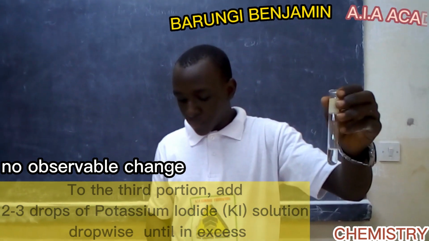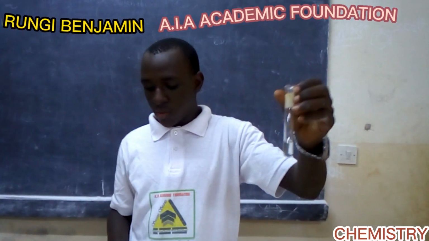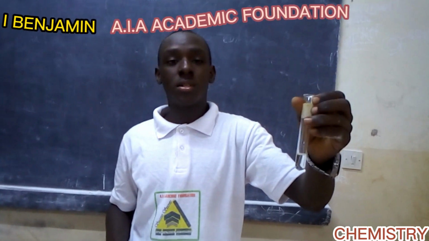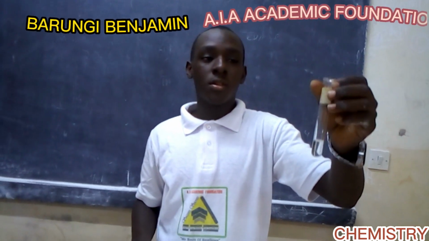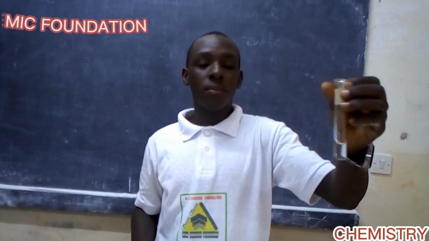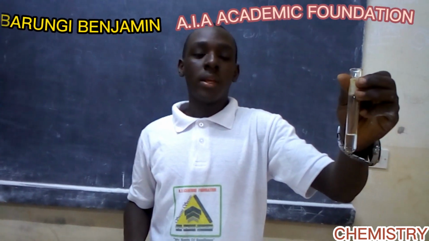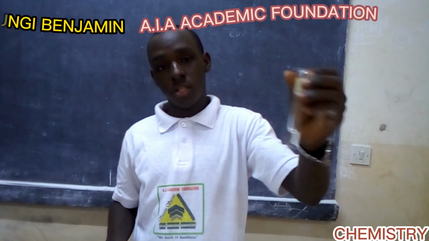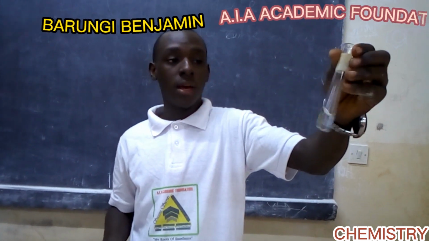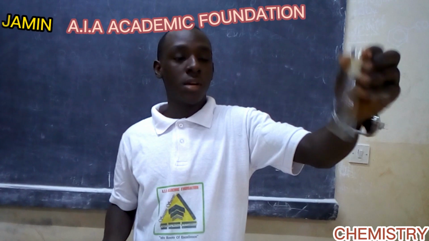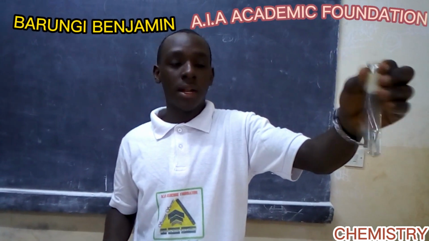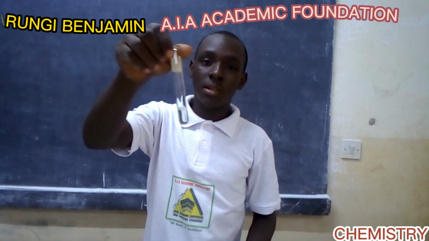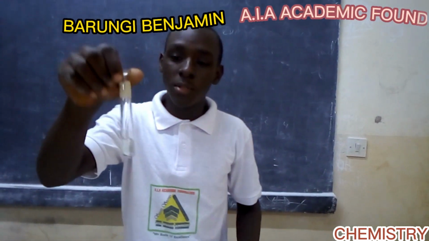In our deductions, we shall write aluminium ions confirmed present, because when potassium iodide is put into aluminium ions, there is no observable change, and it's what we have observed here. As you can see, the solution is still colorless. So we shall write aluminium ions confirmed present. That's our first cation we have confirmed.